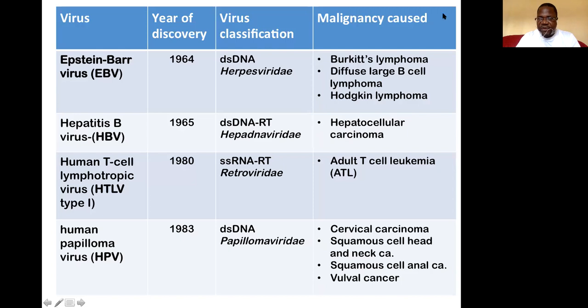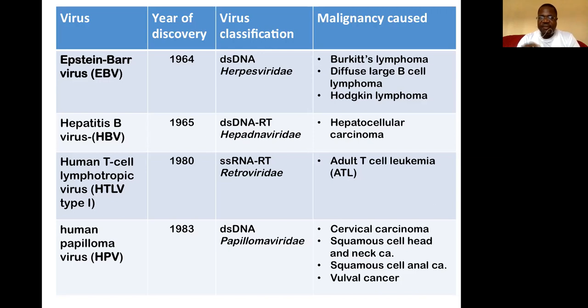So, what are those cancers that are associated with those 7 viruses? First, it's EBV, or Epstein-Barr virus. This virus was discovered in 1964. We say that it's a DNA virus, but it's mainly associated with 3 types of cancer. We have Burkitt lymphoma. We will see more details on those cancers. Diffuse large B-cell lymphoma and Hodgkin lymphoma. So those 3 types of cancers are associated with Epstein-Barr virus.